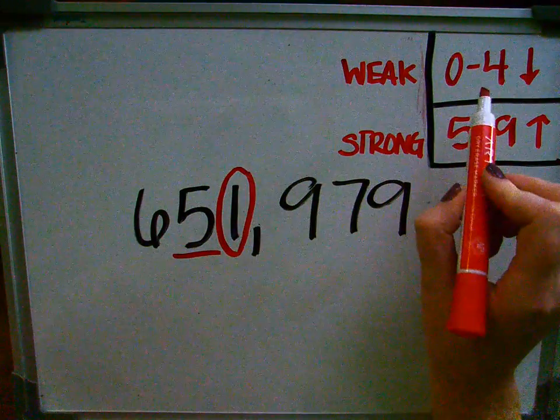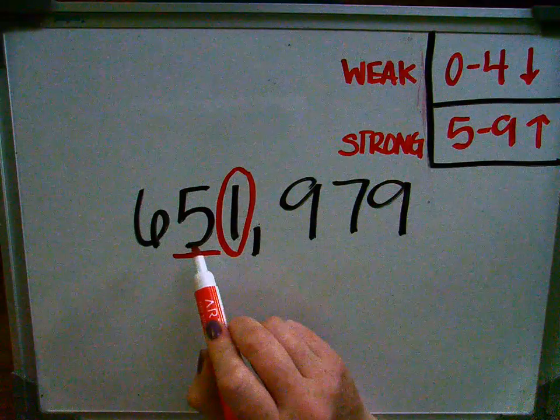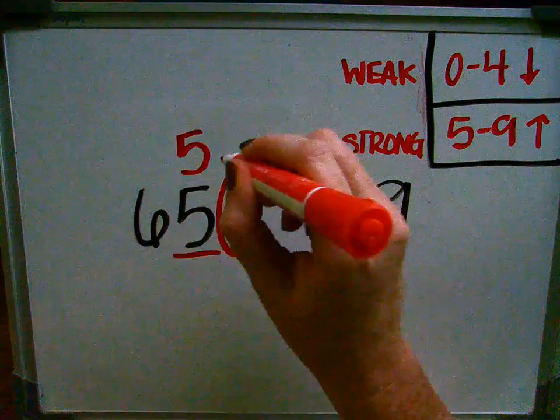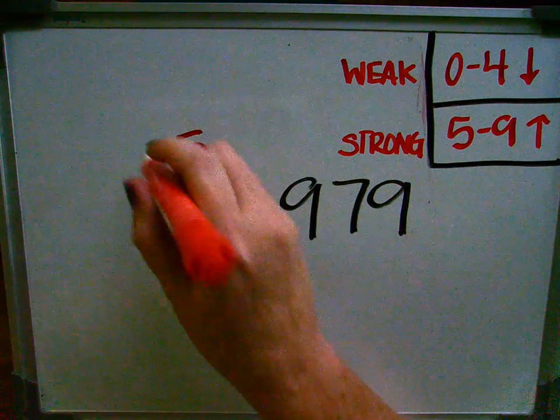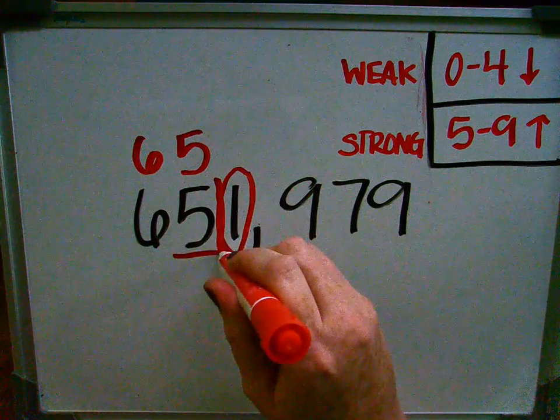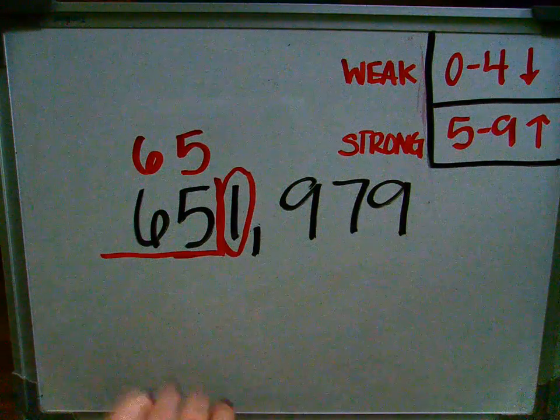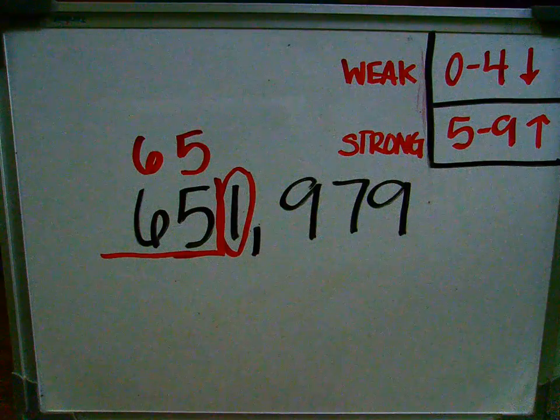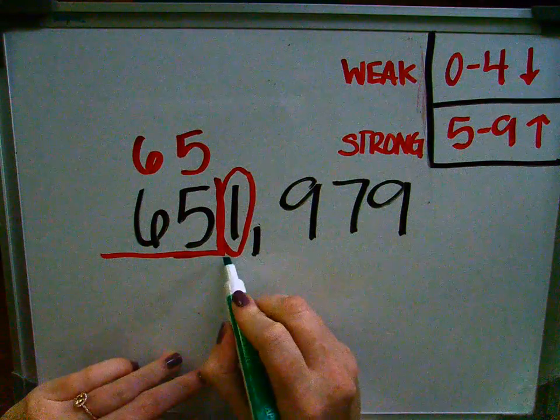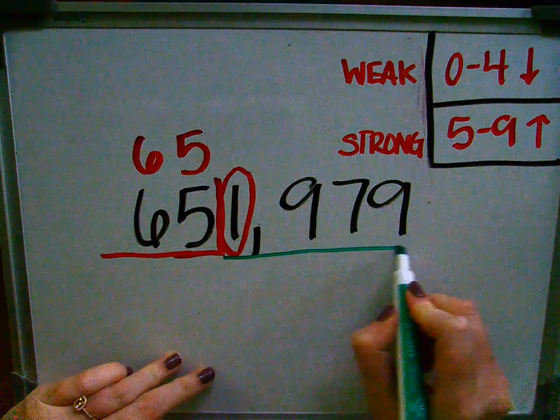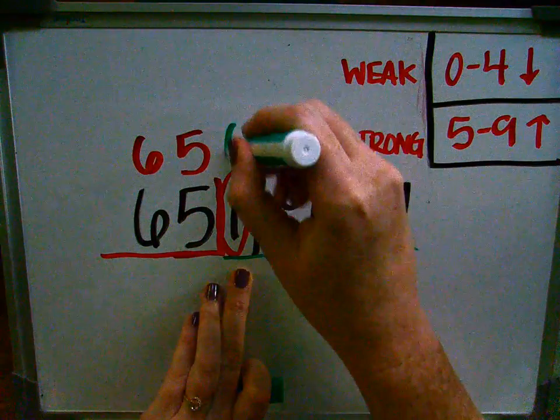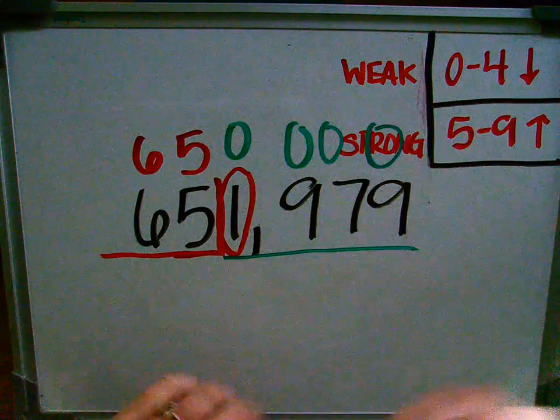A 1 is a weak number. That means it's not strong enough to make this 5 move at all. So it stays the same. And everything to the left also stays the same. I call that getting on the L train. So I'm going to put it on the L train. Now, everything that doesn't get on the L train gets on the 0 train. And so here's the 0 train. I'm going to draw it. It's everything behind the place we just rounded to. That tells me that everything after this turns into a 0. So we're basically clearing it out.